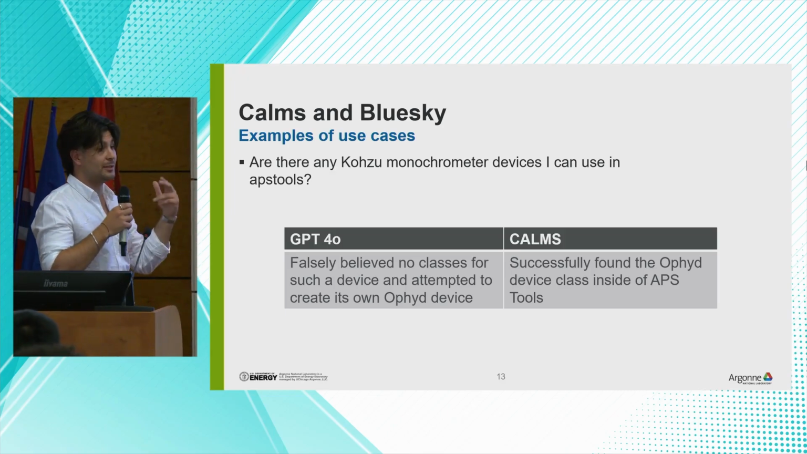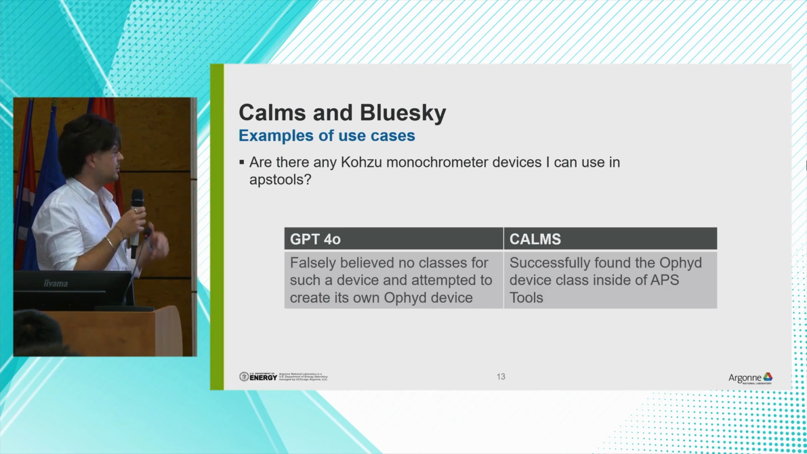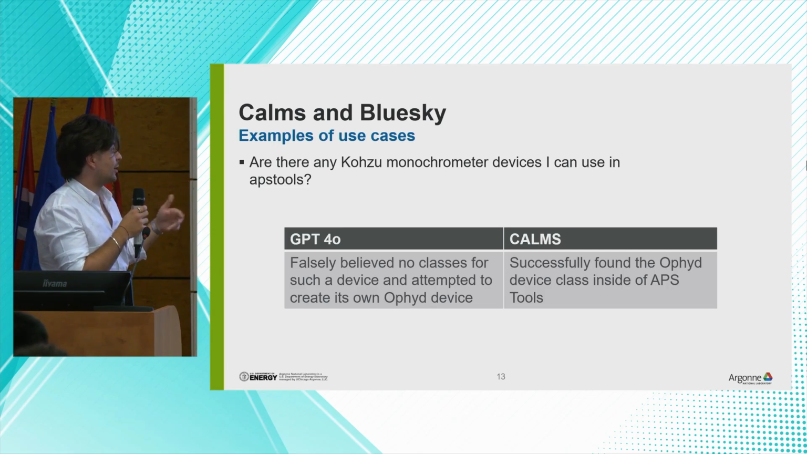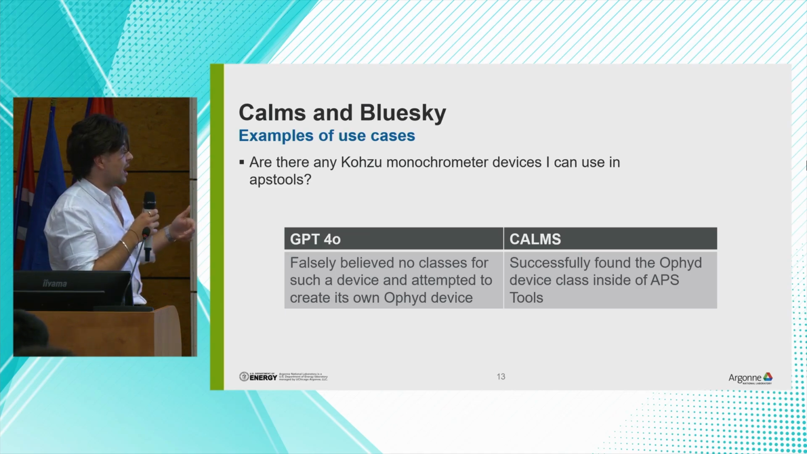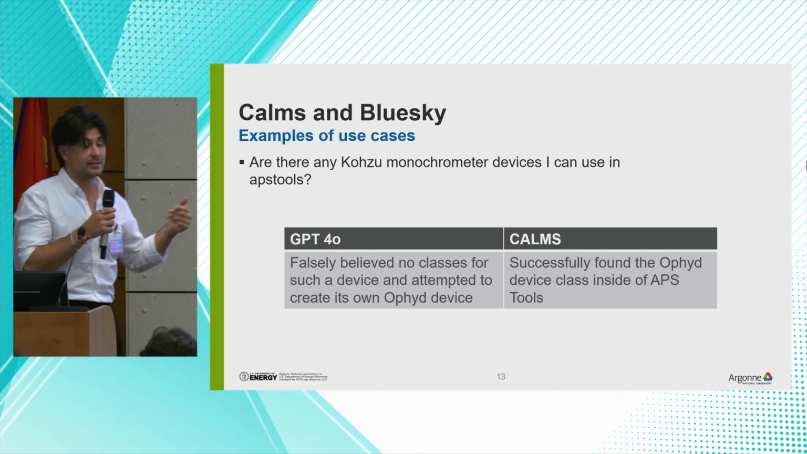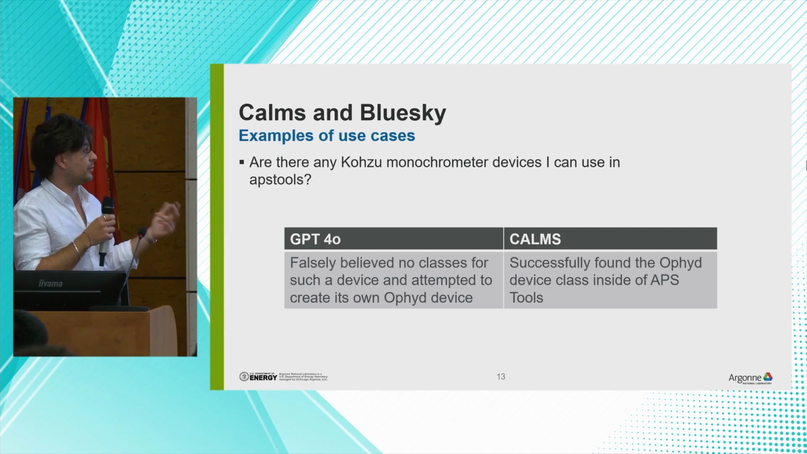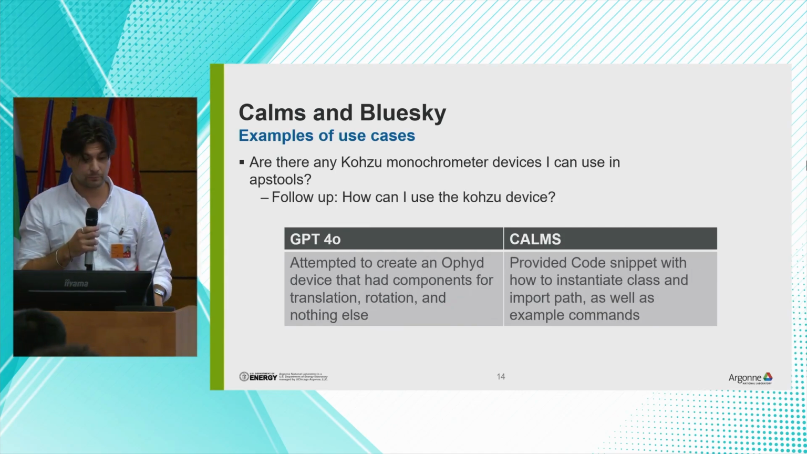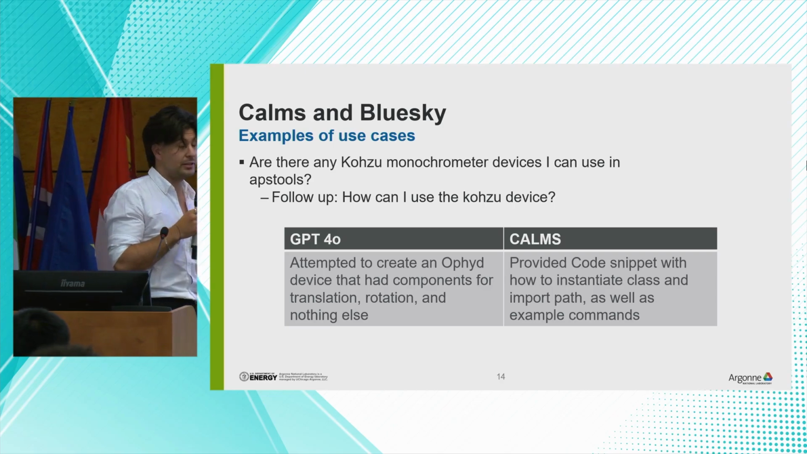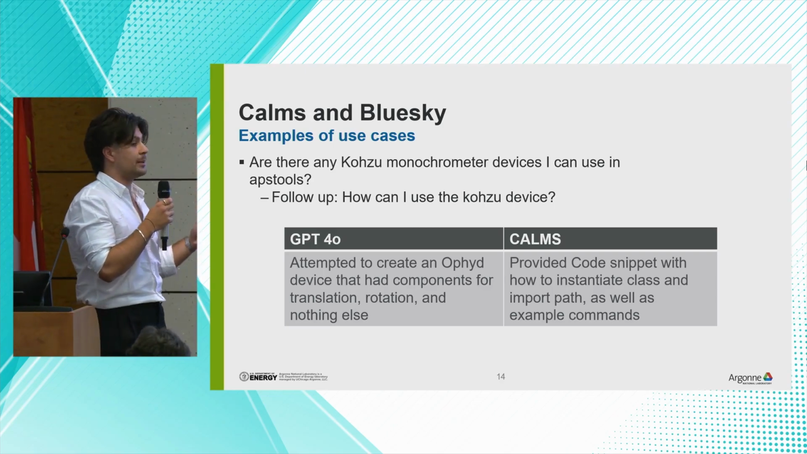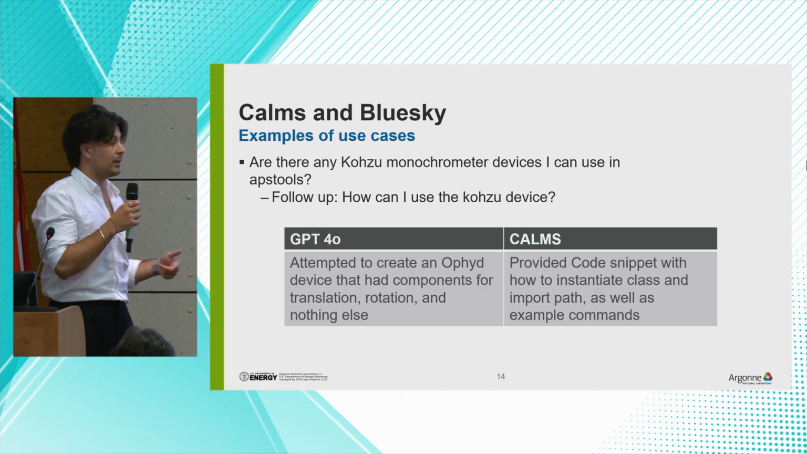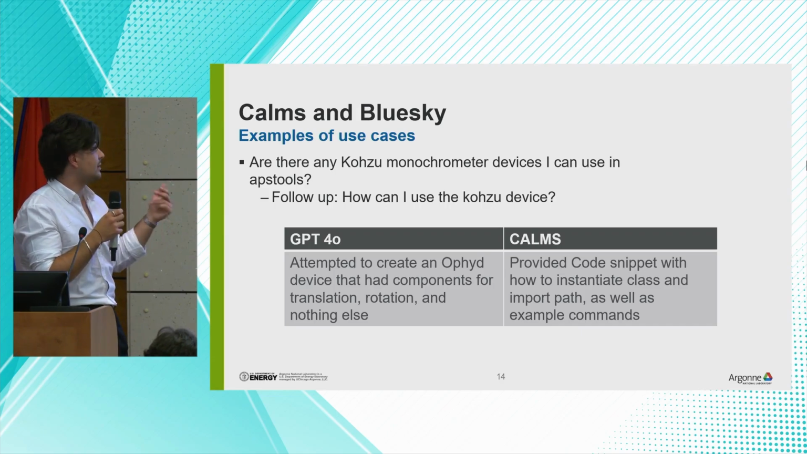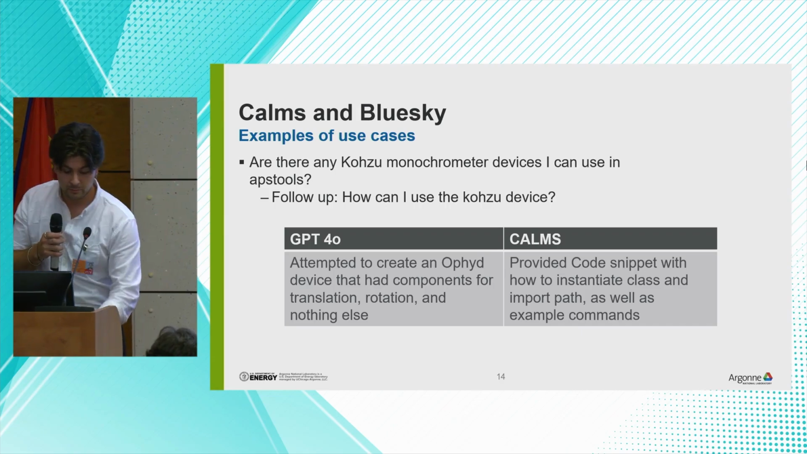Obviously, it wasn't specifically trained, or maybe it barely scraped the APS tools database. It believed there was no such class and tried to create a random OPHYD device. With Columns, after feeding it this material, it successfully found the OPHYD device class inside of APS tools. Follow-up, how can I use the device? Columns provided a code snippet of how to instantiate the device. It gave an example of how to import it, and some other example commands.